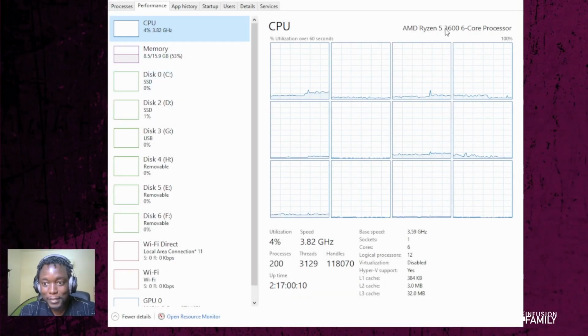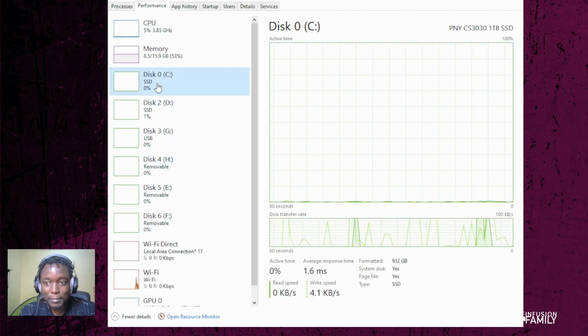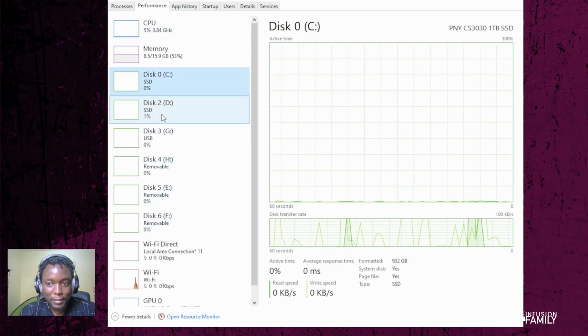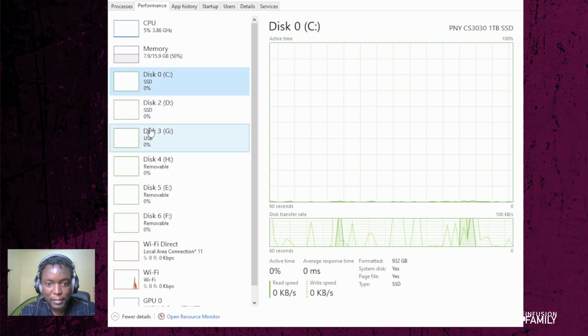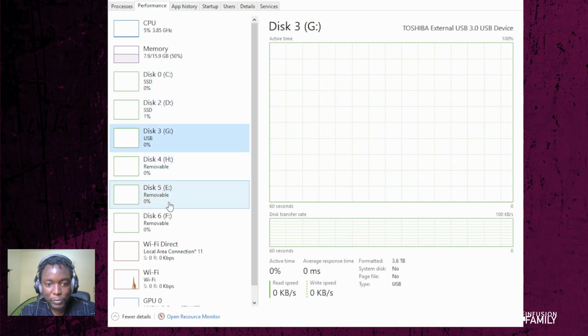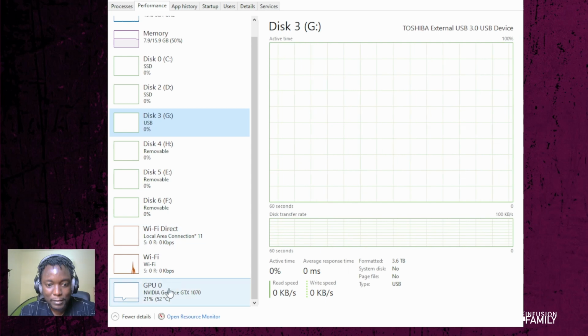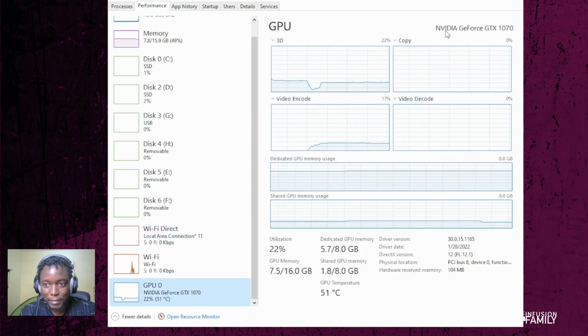My CPU is the Ryzen 5 3600 6-core processor, memory 15.9. I have two NVMEs. You can see one is there. I think this is the other one. Yeah, I think so. I have some USB drives plugged into this. And my GPU is the Nvidia GeForce GTX 1070, 8 gigs. Oh my. Can it compare to the M1 Max?